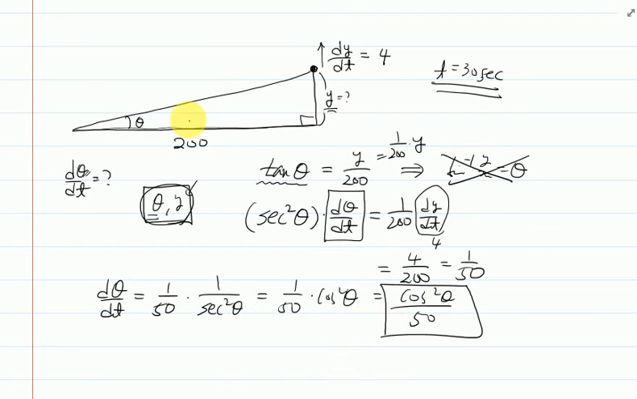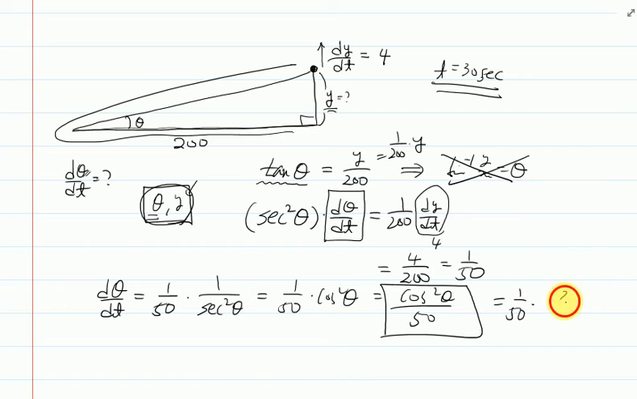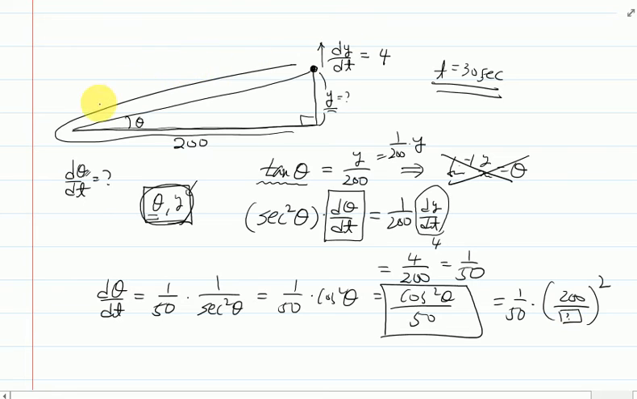Okay, we know cosine theta is like that, right? So it's going to be 1/50 times 200 over whatever the hypotenuse is, squared, right? So we just need that. And how can you calculate this hypotenuse? Temporarily, let's say that is capital H. We know this side is 200 and that is H, but we need to get that one. So we need to know what y is at that specific time.